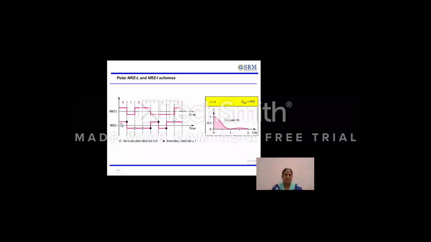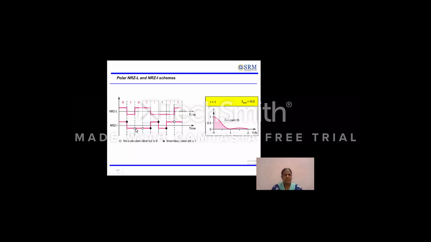Coming to the next type, the inversion technique, which is called non-return to 0 I. I stands for inversion. In this bit sequence, whenever the next bit is 0, there will be no inversion in the signal. But wherever the next bit is 1, there is an inversion. Let us look into the diagram and try to understand how this inversion happens. First there is a bit 0. 0 stands for a positive voltage, so we have drawn the positive voltage. But looking at the next bit, it is 1. Whenever there is a 1, there will be an inversion, so it is converted to a negative voltage.